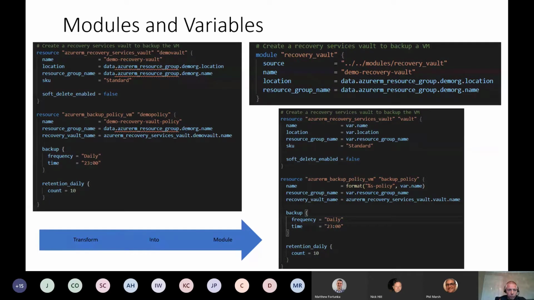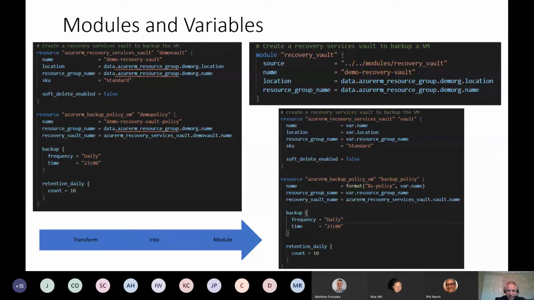So I talked about modules, and modules are really straightforward. What we've got on the left-hand side of the screen is two resources, which build an Azure backup vault. At the top resource, we've got the Recovery Services Vault, which in Azure, in the real world, I'm going to call Demo Recovery Vault. In my code, I'm just going to use Demo Vault. And then below that, I've got a policy, AzureRM backup policy. So I've just got the two resources there.